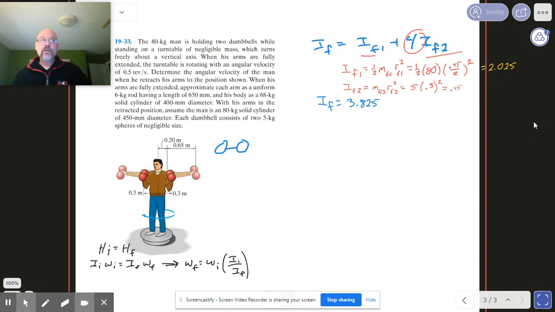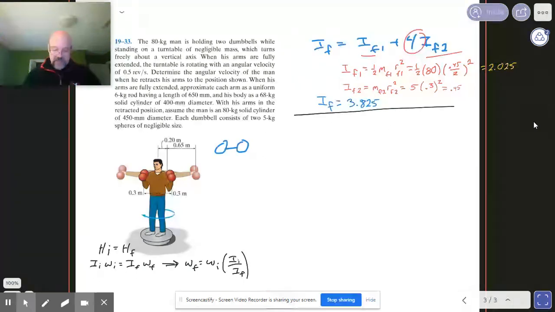Now, your numbers in the problem might be different, so you'll have to just go through that. Take your time. Don't get in a rush. There's a lot of details that you can mess up on.